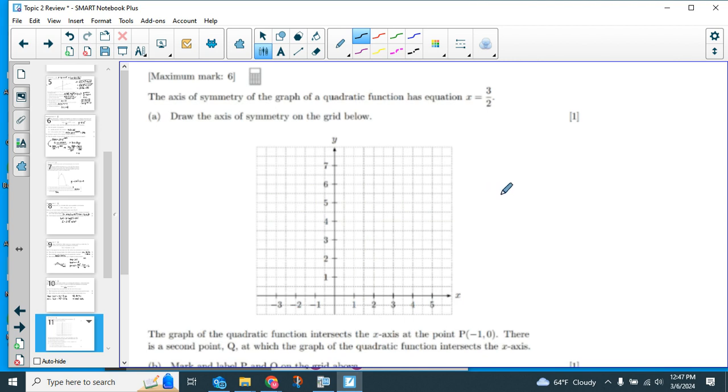Sweet. Okay. So the axis of symmetry of the graph of a quadratic function has equation x is equal to 3/2. All right. Draw the axis of symmetry on the grid below. All right. So I'll do it just in a dashed line. All right. So x equals 3/2 is, boom, right here. 3/2 is, of course, 1.5. There's my axis of symmetry. Pretty tough, I know.